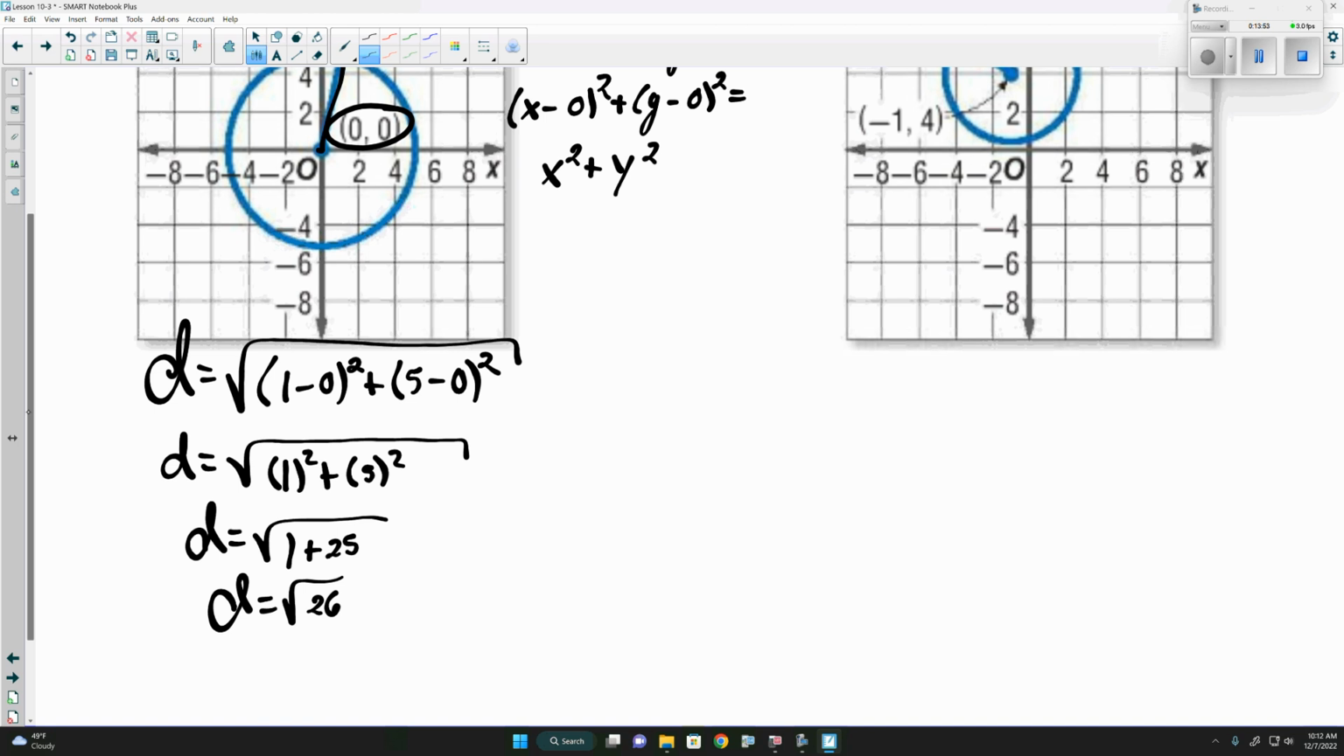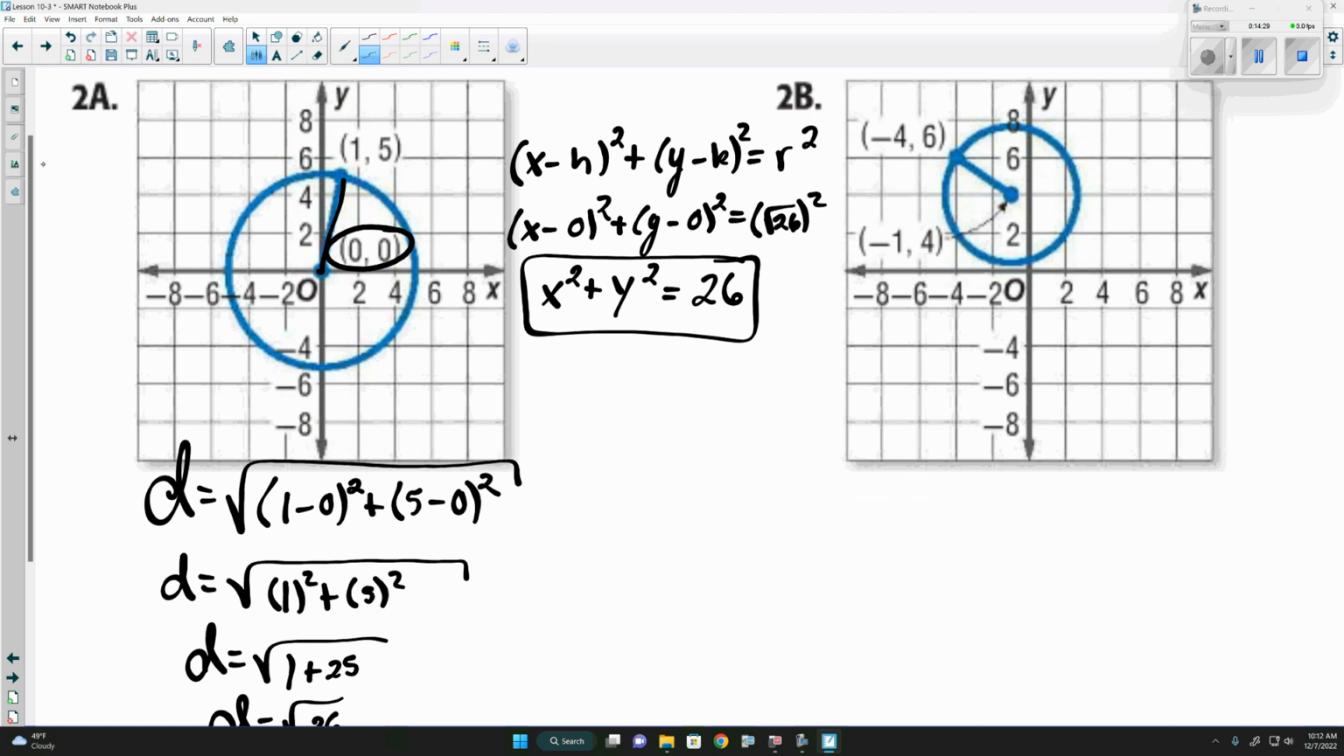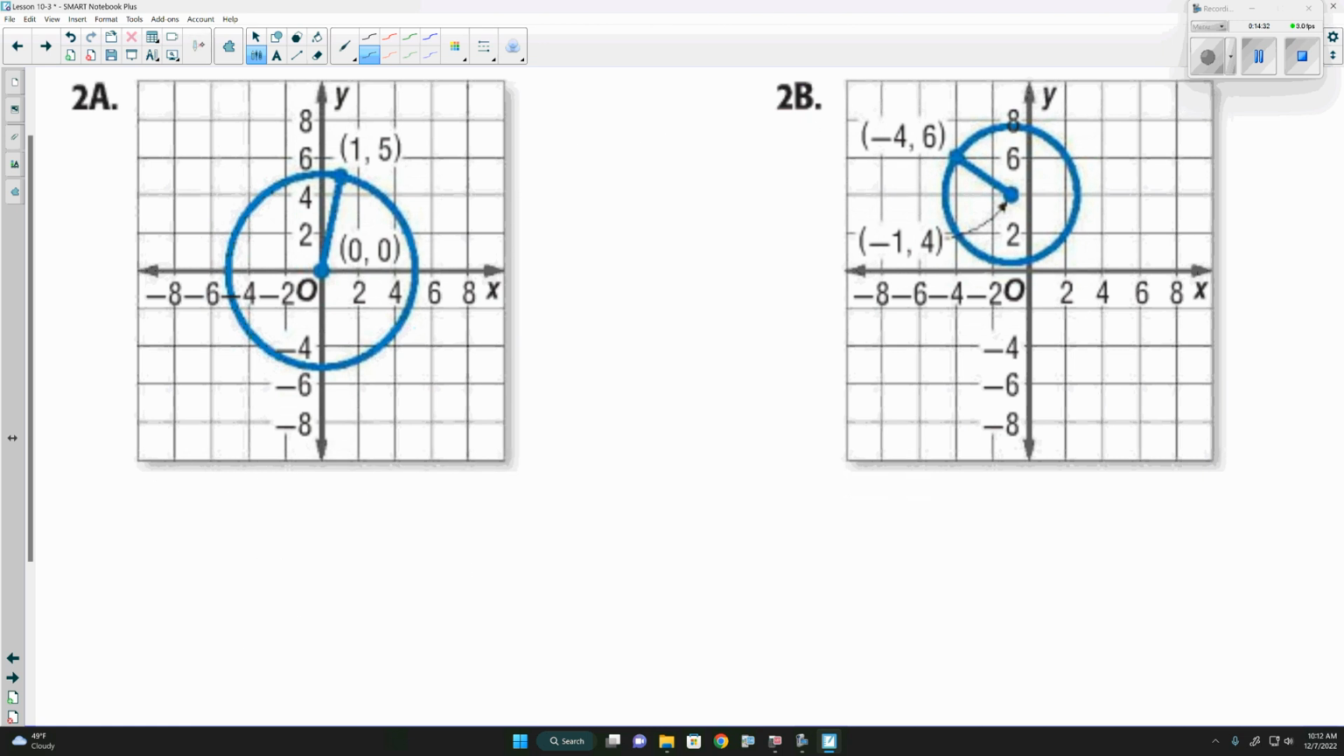Okay, we can come back up here. Say this is equal to square root of 26 squared, which just gives us 26. Questions? Do we need to see another example of one of these? Because we'll do one more. So let's look at this here. So we good with 2a? Yes? I'm going to erase all that. We'll look at 2b.